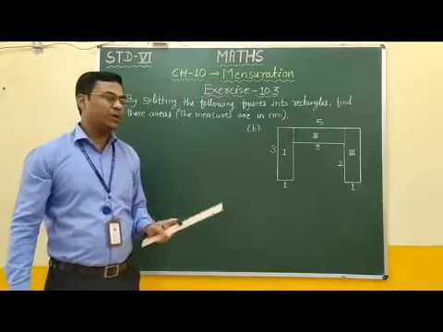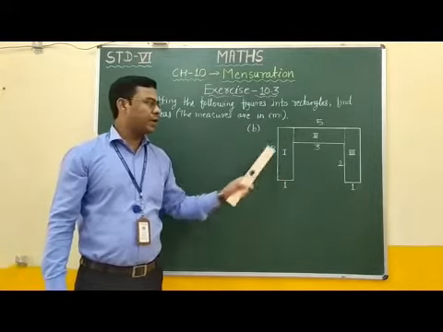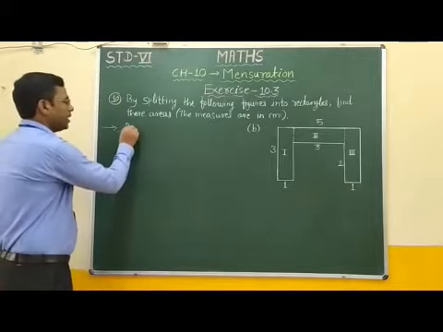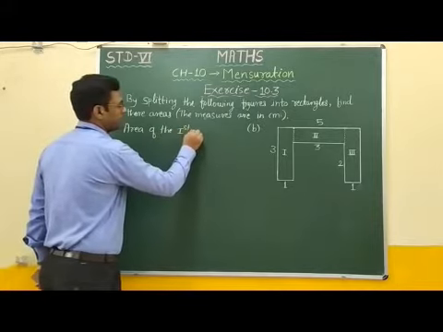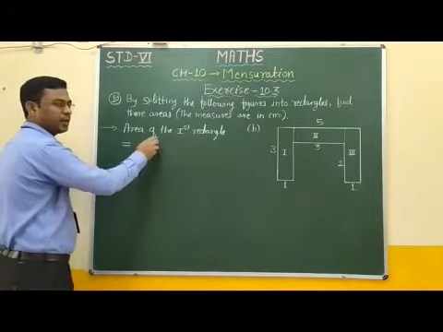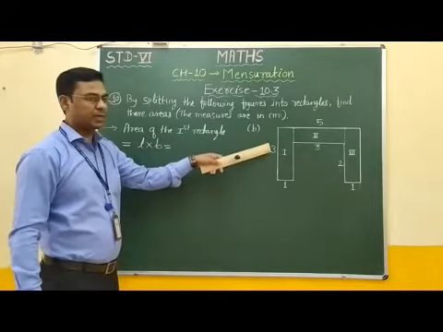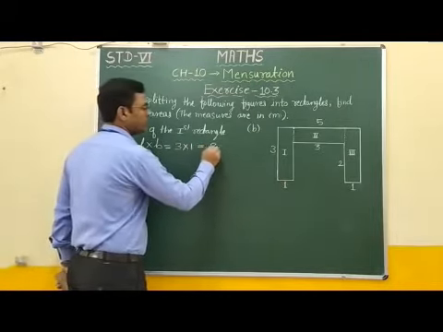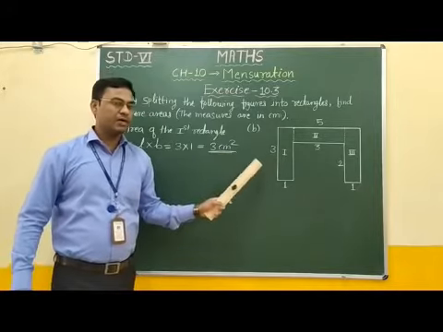Now, students, if you find out the area of these three rectangles and add them, then we will get the area of this figure. Therefore, students, we can write here area of the first rectangle, which is equal to, now the area of a rectangle is equal to L into B, and in this rectangle length is 3 cm and width is 1 cm. Therefore 3 into 1 which is equal to 3 cm square. Therefore the area of this first rectangle is 3 cm square.